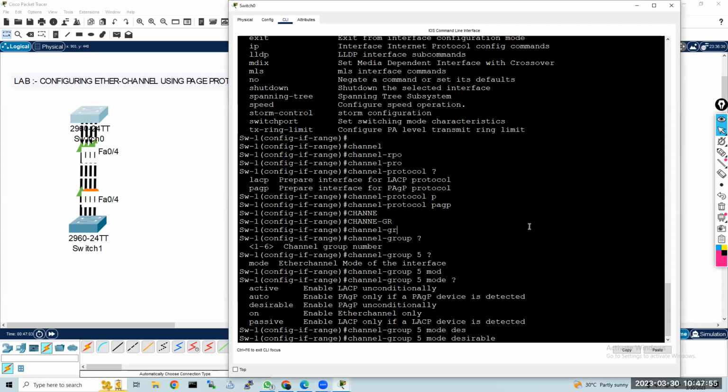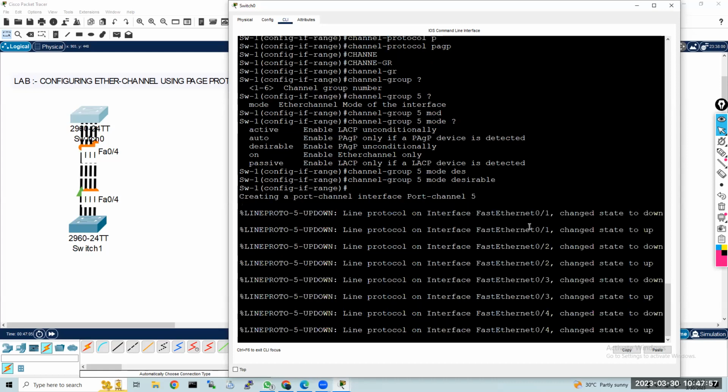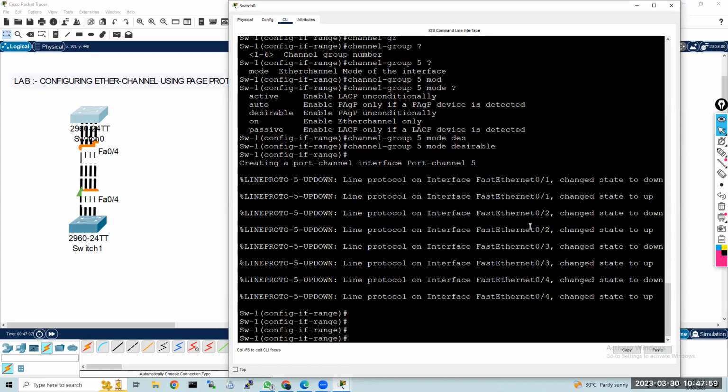So right now, what I'm doing, you can see, right, the link is coming down now. This is the command I have given here: channel group 5 mode desirable.